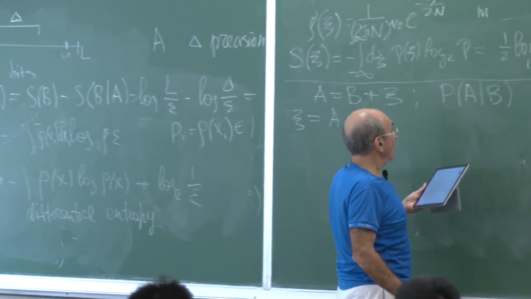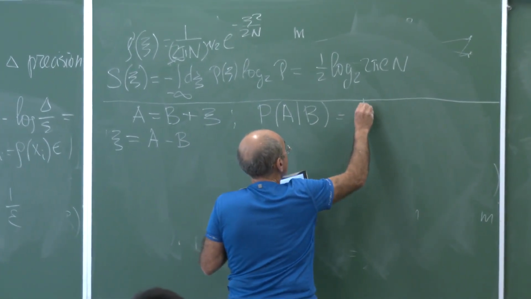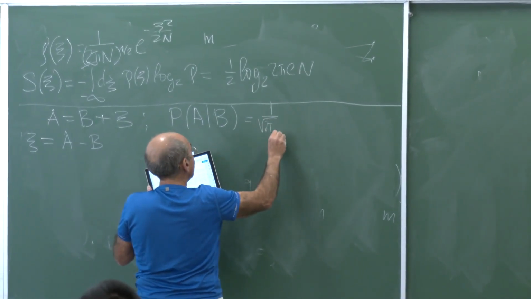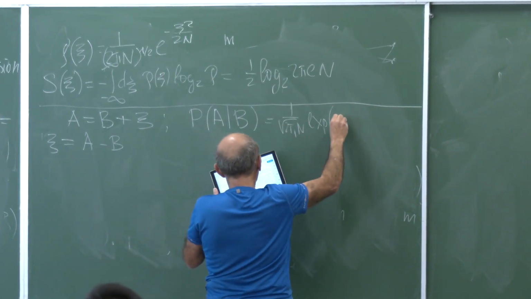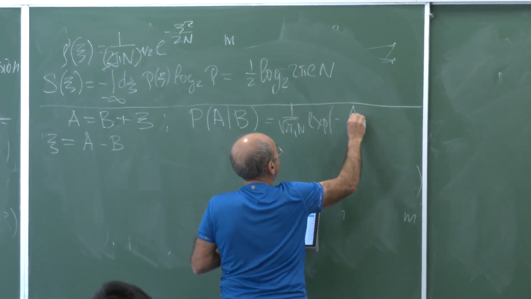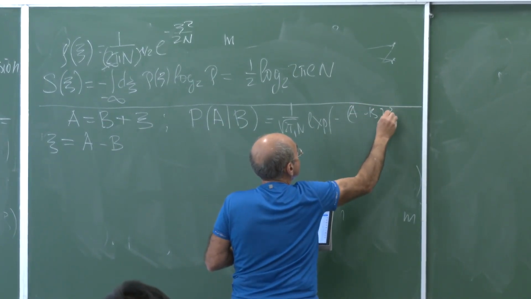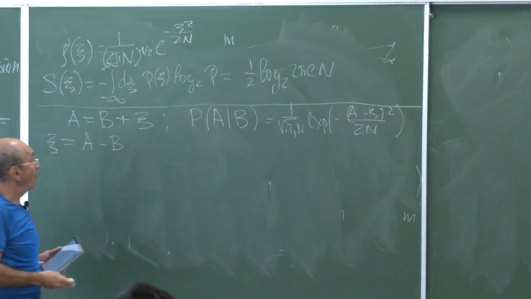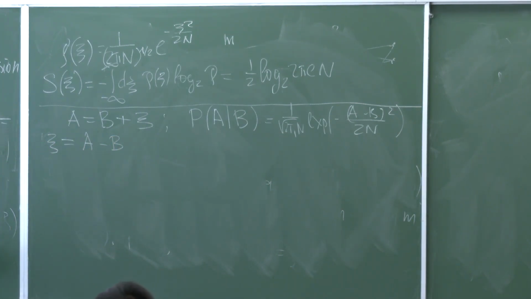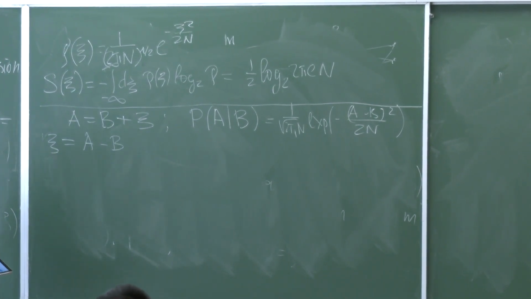So we can write that this is 1 over the square root of 2 pi N, exponent of minus (A minus B) squared over 2N. Good. Now, this is for a given B. Now, imagine that we also have a statistics of B.